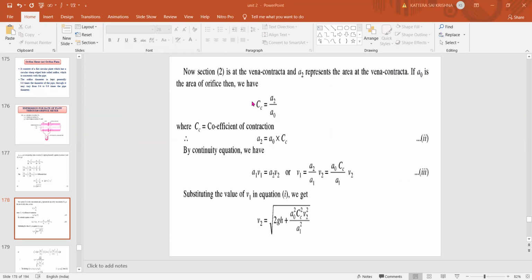Then we have CC, the coefficient of contraction. It is the ratio of the area of section 2 to the area of the orifice. From this, we take A2 equals A0 into CC, the coefficient of contraction. So after getting this, we consider A2 equals A0 into CC as your equation 2.